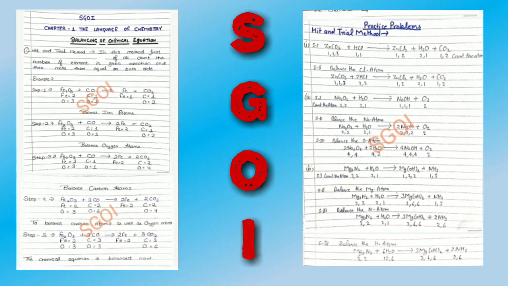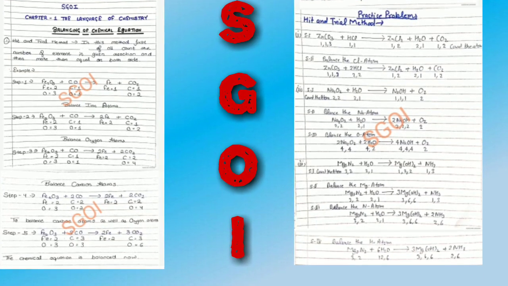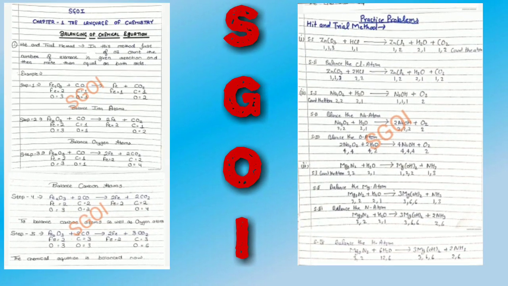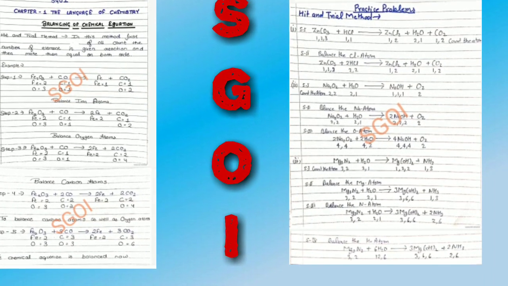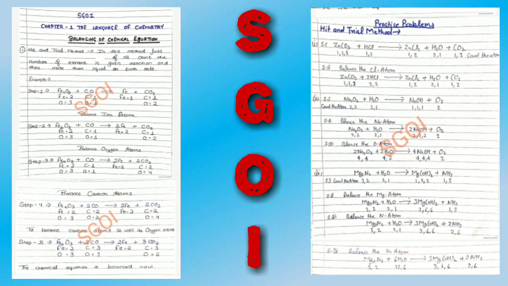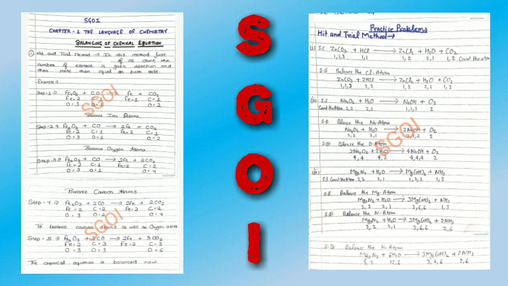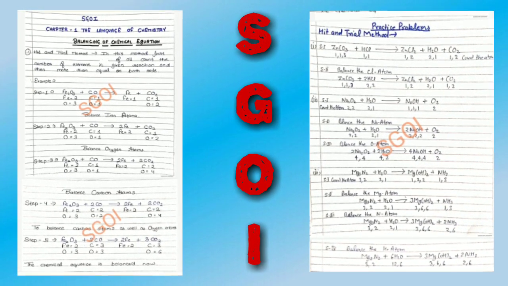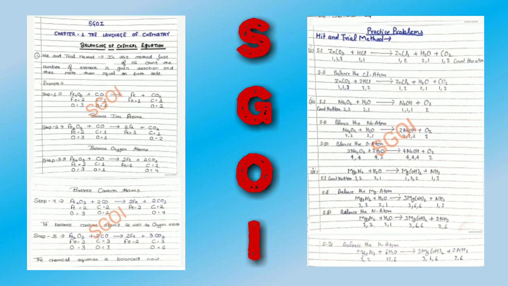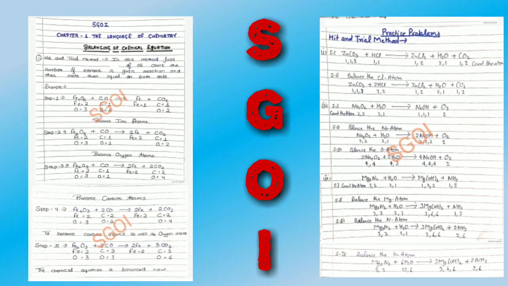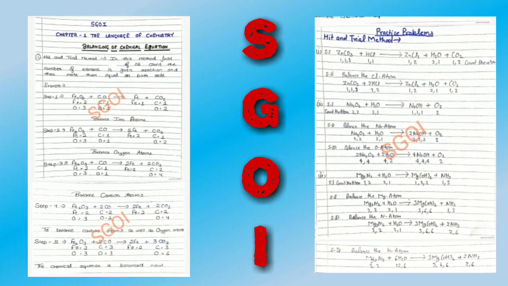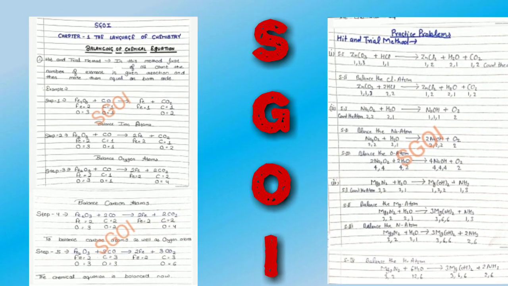On the reactant side, iron is 2, oxygen is 3, carbon is 1, oxygen is 1. And on the product side, iron is 1, carbon is 1 and oxygen is 2. Now in the second step, first we balance the iron atom. So what can I do? Multiply 2 on the product side, iron is balanced, both sides iron is 2.